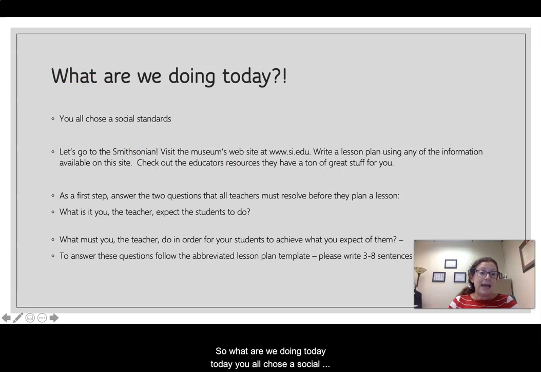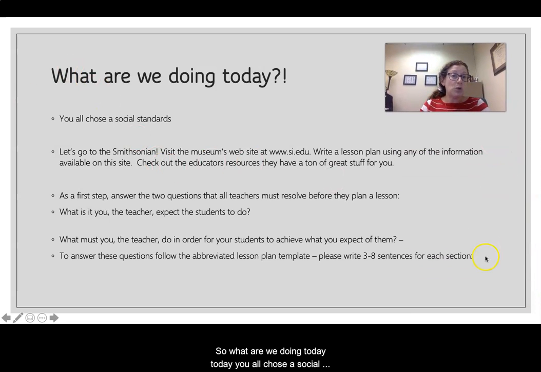So what are we doing today? Today, you all chose a social studies standard, either because you're about to teach it or it's a social studies standard that interests you. And we're going to go to the Smithsonian websites and we're going to write a lesson plan using any information available on the site.